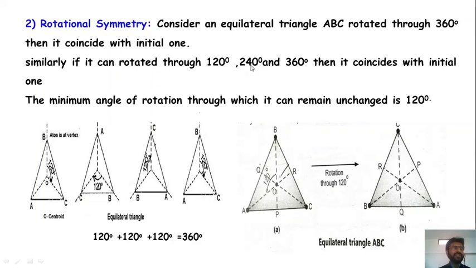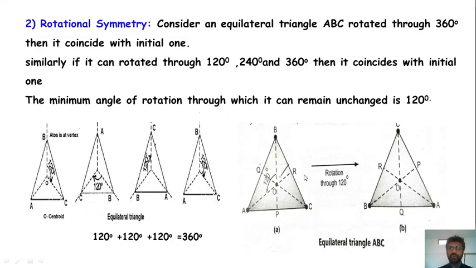If that triangle gets rotated through 240 degrees, even then there is no change in its structure. But below 120 degree rotation, is there any change? Yes. That means the minimum angle of rotation through which the structure remains unchanged is 120 degrees.